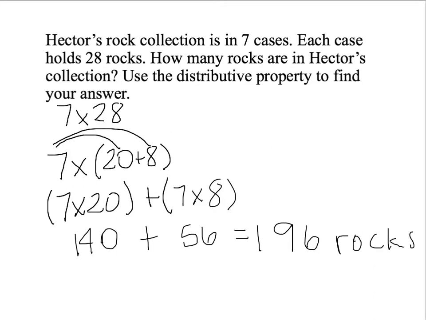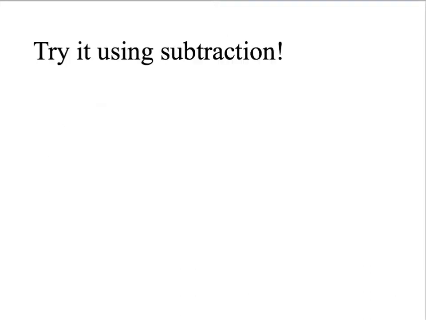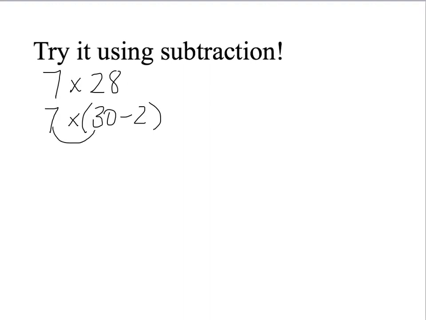We're going to test this, we're going to try it out a different way. Another way we can do this is to do subtraction. So when we are looking at 28, instead of doing 20 plus 8, we're going to try doing 30 minus 2. So same thing here, we're going to distribute our 7 to our 30. So 7 times 30. The only difference is now we're going to subtract the product of 7 times 2.